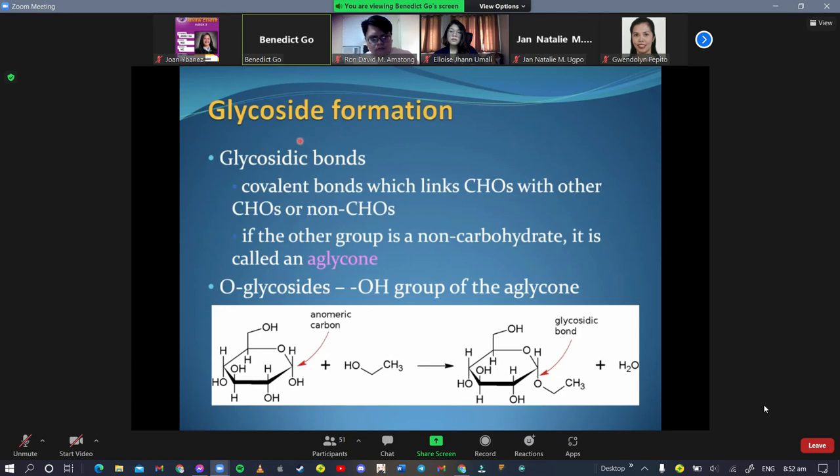Okay, glycoside formation or bond formation. Glycosidic bonds are covalent bonds which link carbohydrates with other carbohydrates or even non-carbohydrates. So if the other group is a non-carbohydrate, that other group is called an aglycone. So you will have O-glycosides wherein the hydroxyl group of the aglycone is involved in the reaction or the link. So it always links with the anomeric carbon. So this is just an example of methanol linking to the anomeric carbon, and you'll form a glycosidic bond. In this case, it's an O-glycosidic bond.